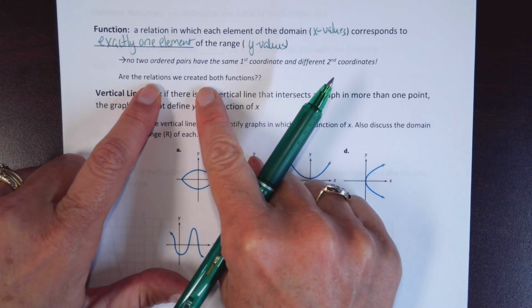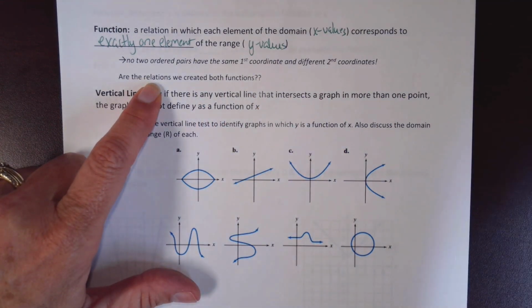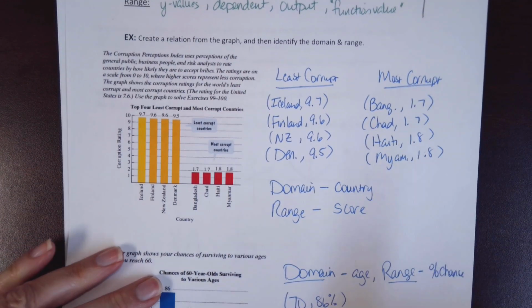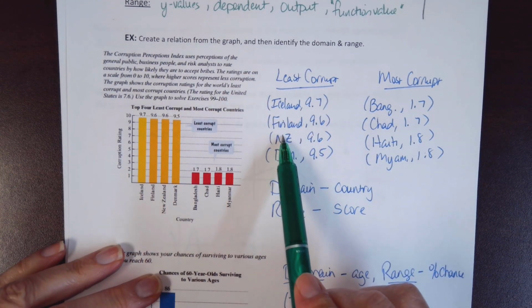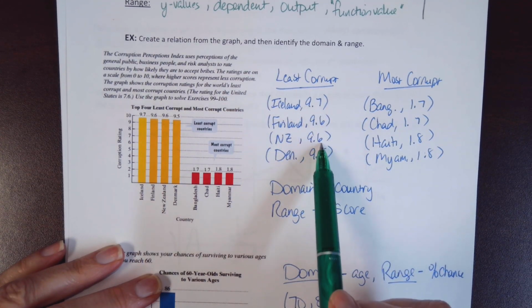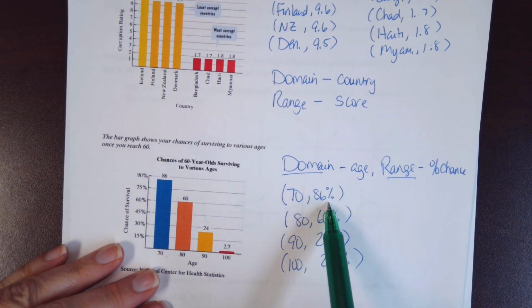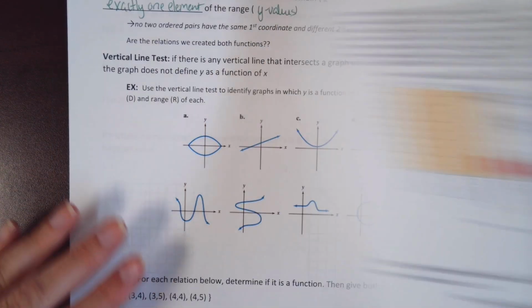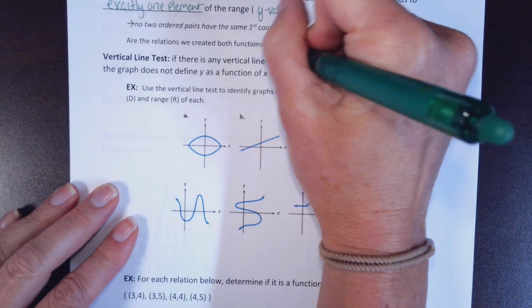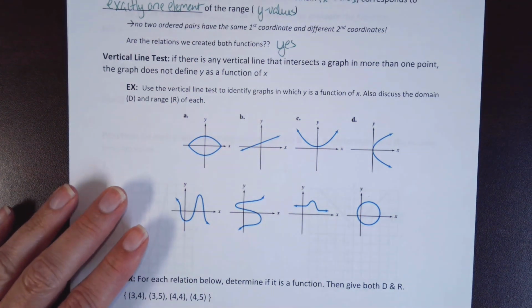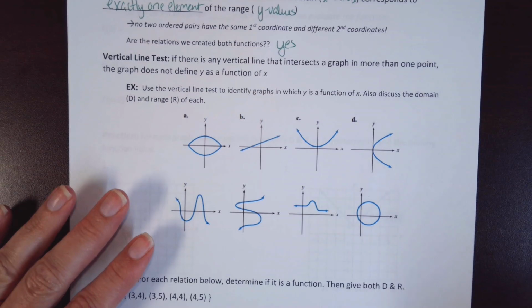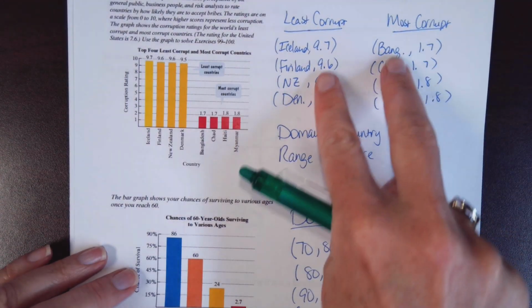Our relations are the relations we created on this other page. Are they both functions? Well, if I look up a country, each country has exactly one corruption index score. If I look up an age, each age has exactly one percentage assigned to it. So yes, those are both functions. If I'm looking at ordered pairs, that's how I figure out whether or not my ordered pairs represent a function.